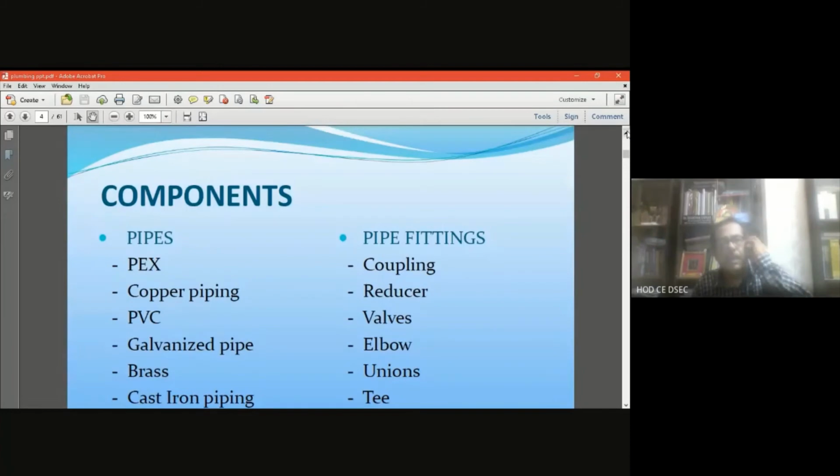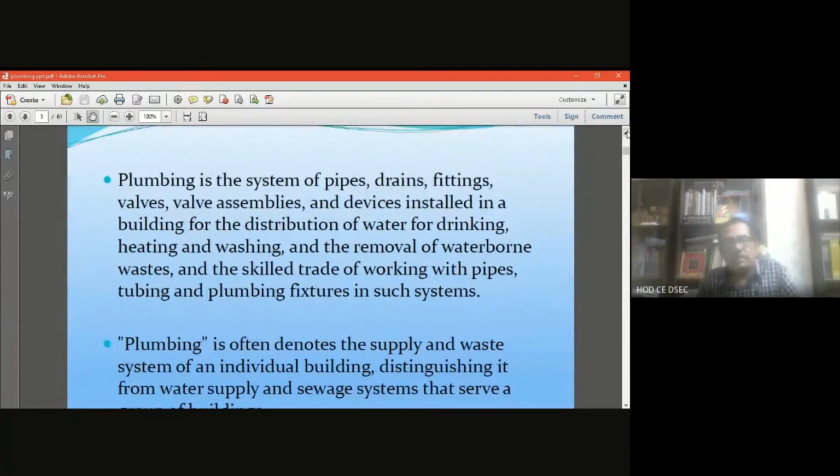Now, plumbing is the system of pipes, drains, fittings, valves, valve assemblies, and devices installed in a building for the distribution of water for drinking, heating, and washing, and the removal of waterborne waste, and the skilled trade of working with pipes, tubing, and plumbing fixtures in such systems.